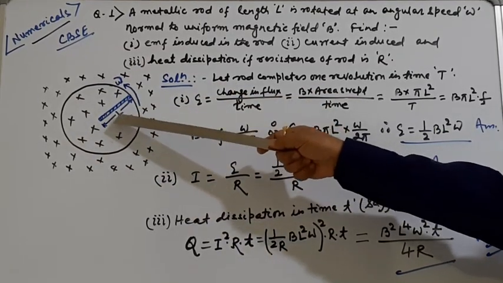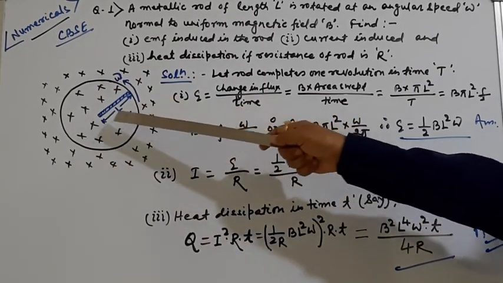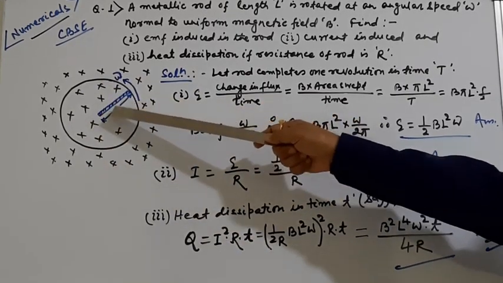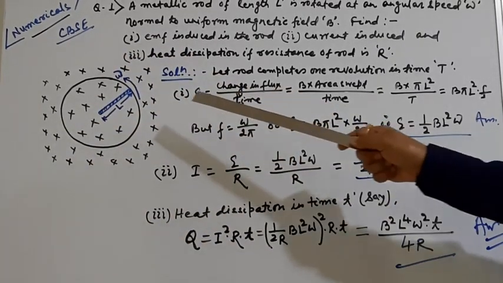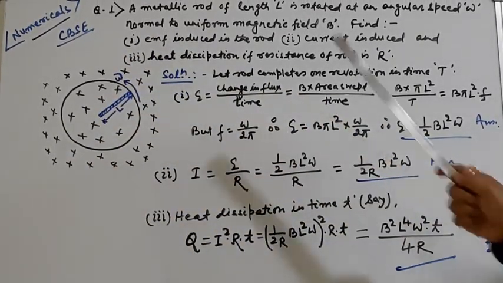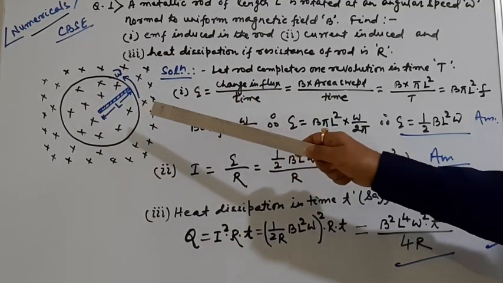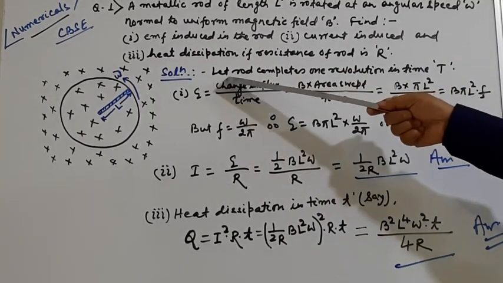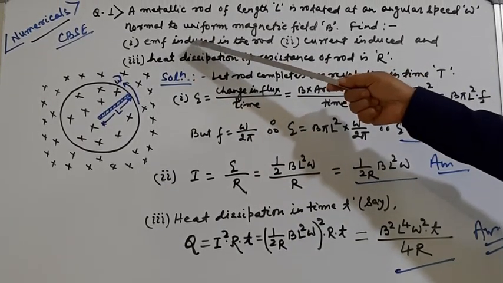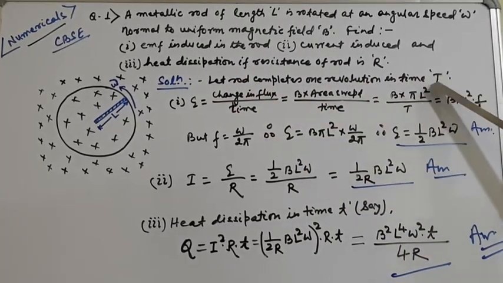If L is the length of the rod rotated in this circular path, then from the center, this length becomes the radius of the circular path. Angular velocity is omega, and assume that when it completes one rotation on this path, the time taken is capital T. So we will find the induced EMF first. Let the rod complete one revolution in time T.